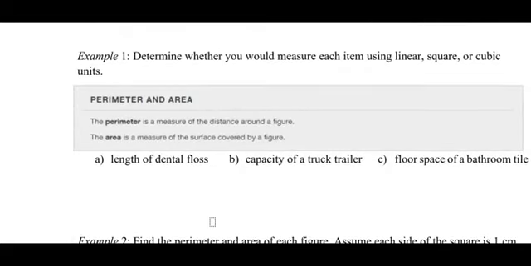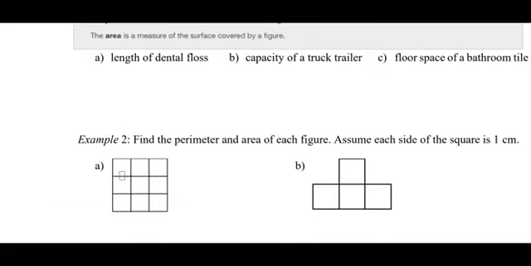In example 1, we need to determine whether you would measure each item using linear, square, or cubic units. Example 1A, length of the dental floss. Dental floss only has one unit of measure, which is going to be linear. Speaking about length, how long? We'll just get a tape measure and measure it.